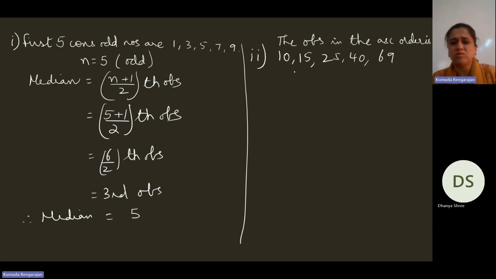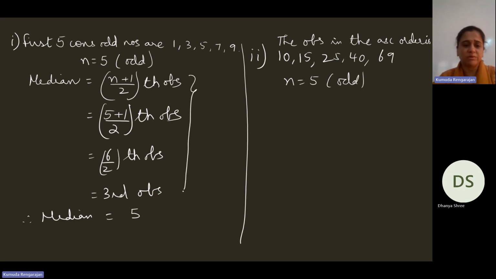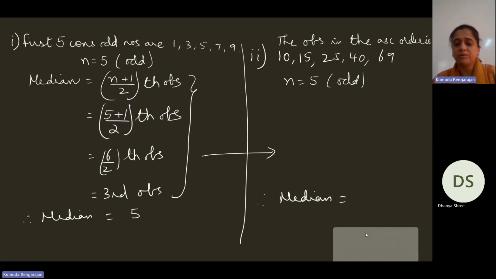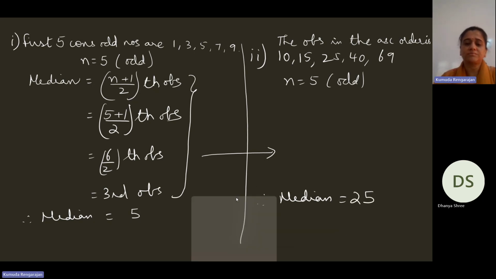So same steps you'll get, no? N is equal to what? 5, which is odd. Yes or no? So same steps. The same steps will repeat. Correct? Therefore, median is equal to, which is the 3rd observation? 25. So median is equal to 25. Correct?